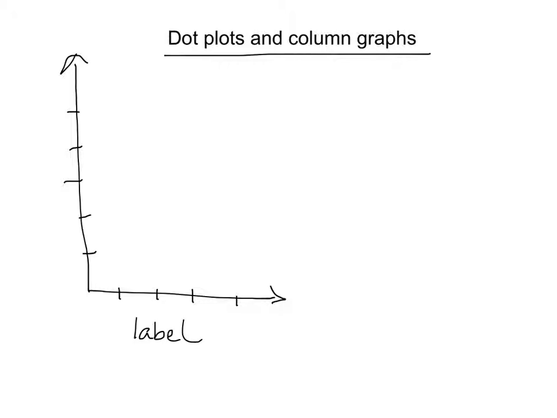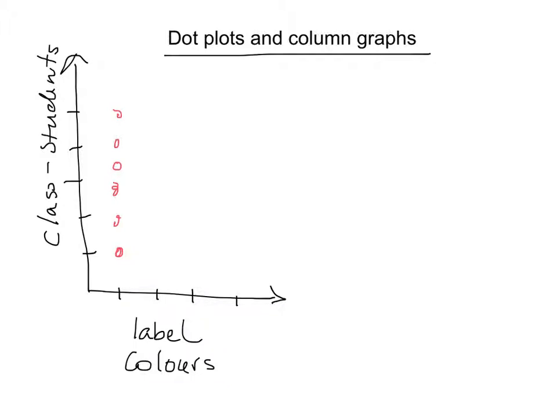So maybe I'm surveying colors, okay? And in a class, favorite colors? Class, students. Okay, dot plots, I would say a class likes pink. You have 1, 2, 3, 4, 5, 6, and so forth. Okay, black. So dot plots, basically each dot represents one datum.